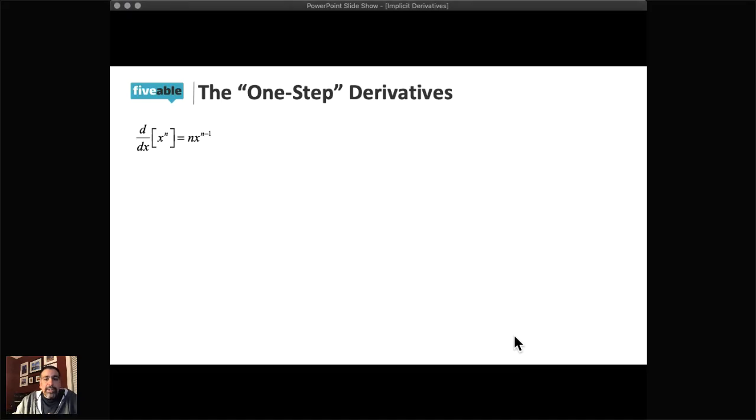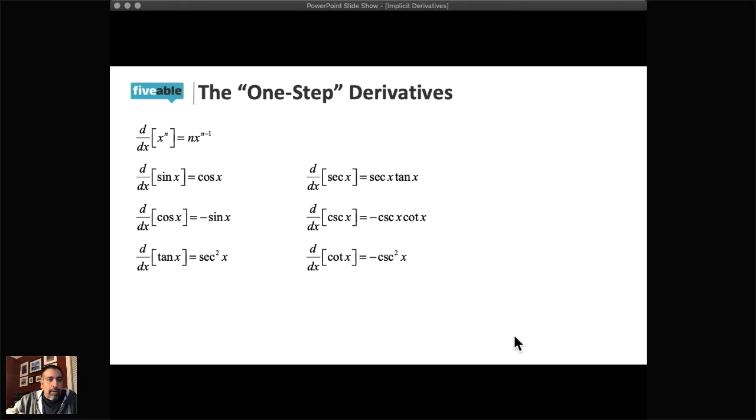The first one is the derivative of x raised to a number. And we all know that the derivative of x to the n is n x to the n minus 1. That's the first one. The next 6 I like to group together are all the 6 trigonometric derivatives. So again, you need to be familiar with the derivative of sine, cosine, tangent, secant, cosecant, and cotangent. And if you know those quickly, that's going to certainly make your life a lot easier as we start looking at these implicit derivatives.